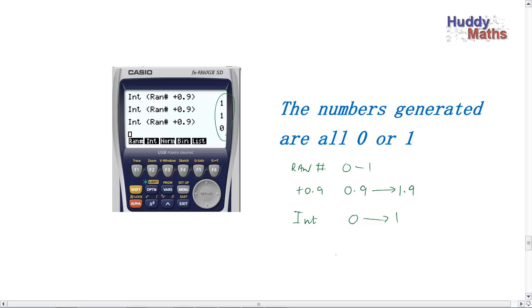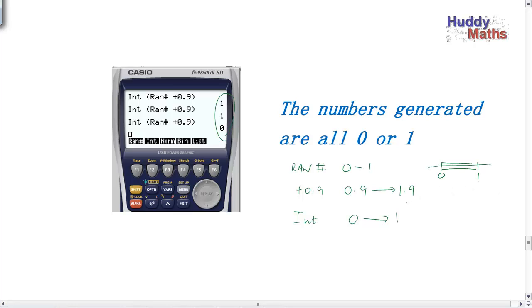Let's see if we can understand it. Okay, let's draw a little diagram here. Random number generates in this gap here. All right, a little diagram on a number line. I just wrote that out. Okay, so 0 to 1.